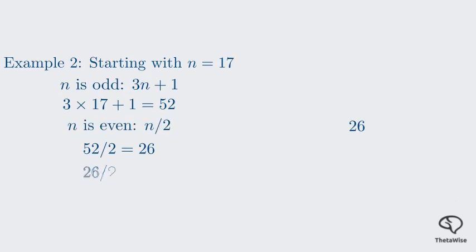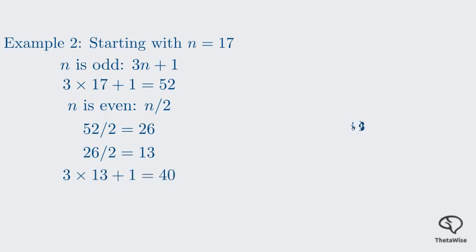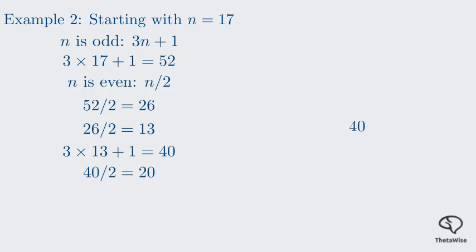26 is even. We divide by 2 to get 13. 13 is odd. We multiply by 3 and add 1. 13 times 3 is 39, plus 1 is 40. 40 is even. Divide by 2 to get 20.